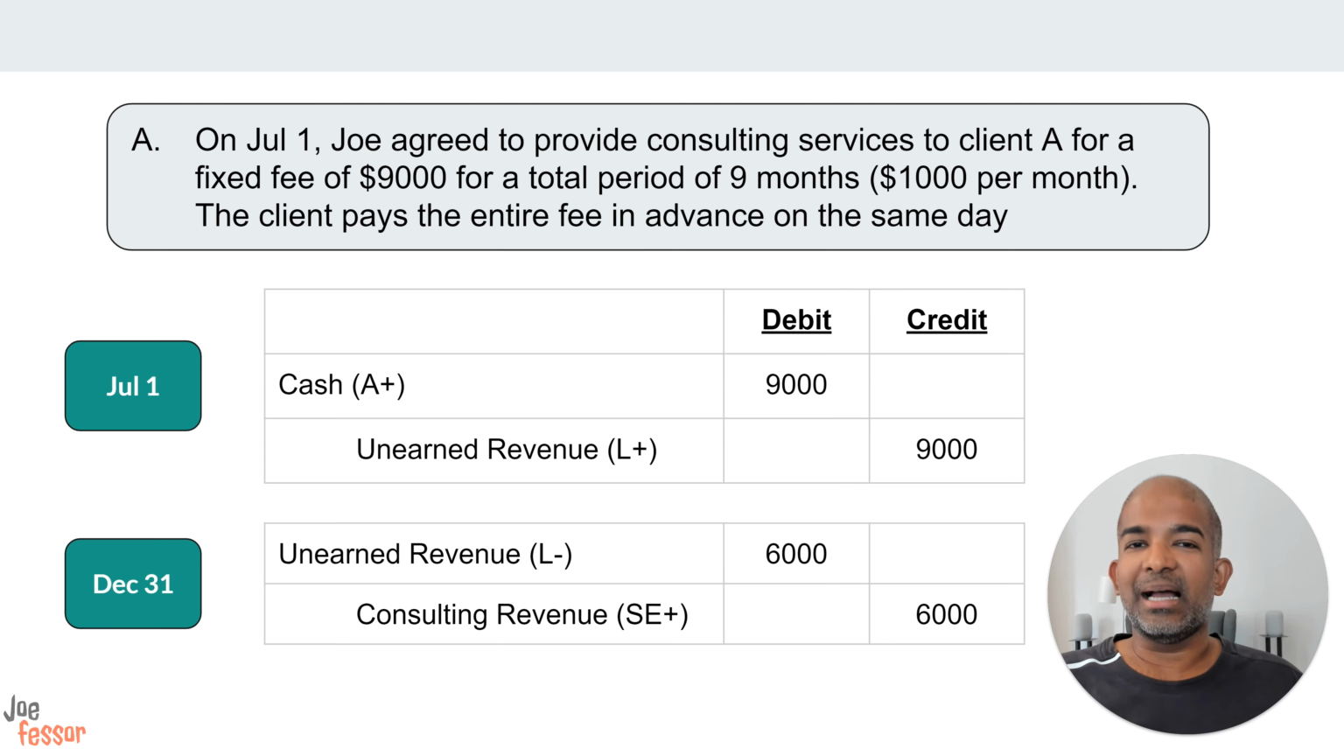The journal entry for that would be made in the next time period. You would reverse the remaining $3,000 of the unearned revenue and you would book it as consulting revenue for that time period.